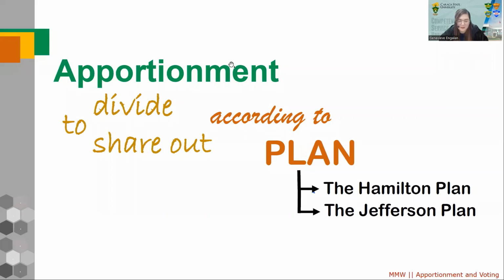Okay, so apportionment and voting is our lesson. When you say apportionment, that is to divide or to share out. So we will divide and share out according to a plan. We will discuss two plans today, which are the Hamilton plan and the Jefferson plan. There are many methods to apportion, but these are the ones we will discuss for MMW.